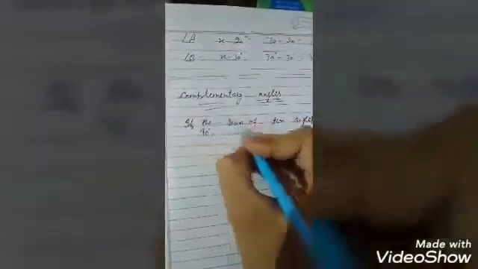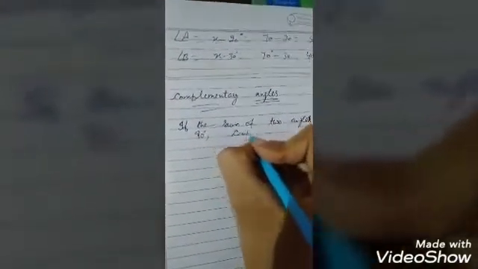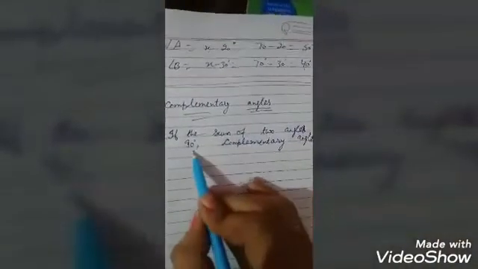Complementary angles. If the sum of two angles is 90 degree, that is called complementary angles. If the sum of two angles is equal to 90 degree, that is called complementary angles.